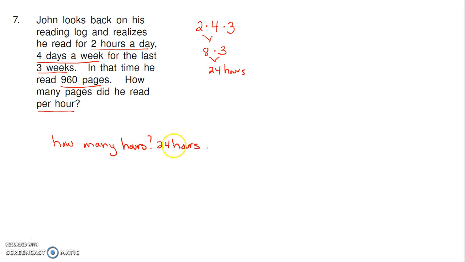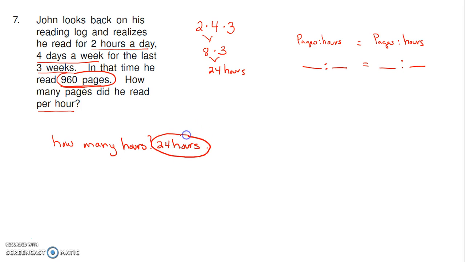A lot of you like your upside down carrot. There's lots of ways to go about this. But we could be comparing pages to hours. So we have pages to hours equals pages to hours. And we need to think about 960 pages read in how many hours? 960 pages were read in 24 hours. So he read 960 pages in 24 hours.